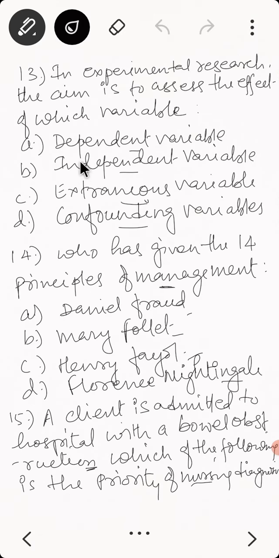Your next question is, who has given the 14 principles of management? Henry Fayol. This question is from your management part. Henry Fayol gave the 14 principles of management. Okay, this is a very straight question. No need for further discussion.